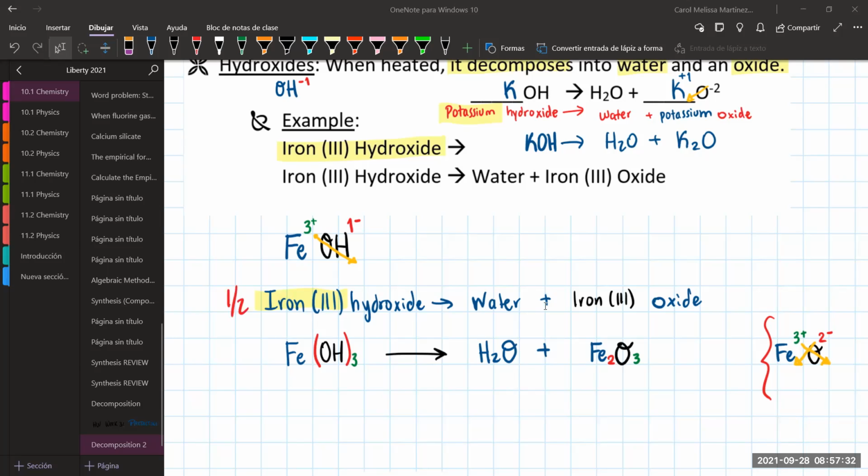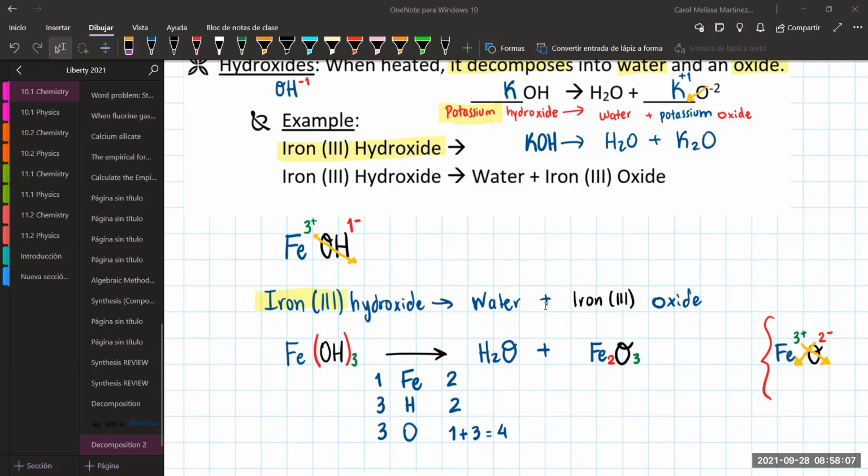But now you also need to balance. Balancing is the rest of the procedure. So for balancing, you need to list the elements, and you will perform the procedure of balancing. You have 1 iron, 3 hydrogens, 3 oxygens in the reactant. In the product, you have 2 irons, 2 hydrogens, and 1 plus 3, 4 oxygens in the product. So as you can see, the equation is not balanced.